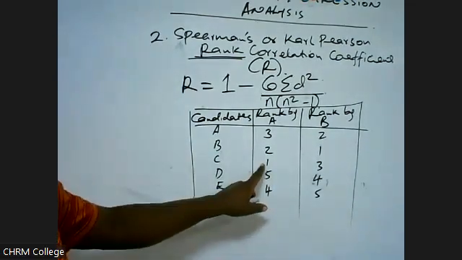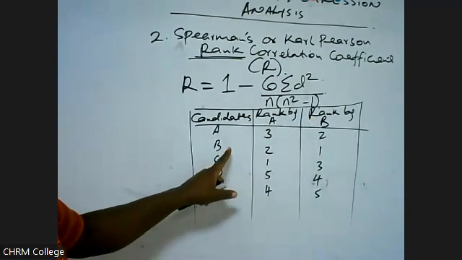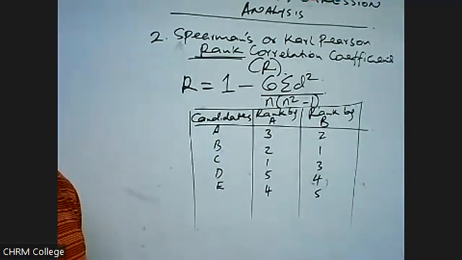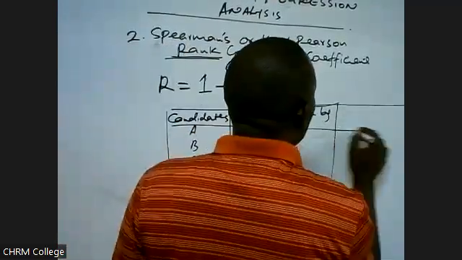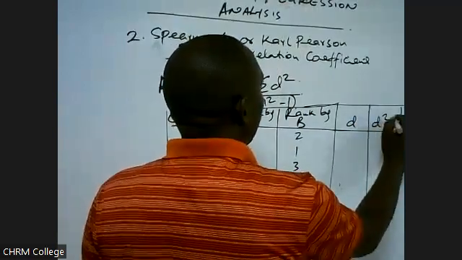According to Judge A, number 1 was candidate C. According to B, candidate B was number 1. And then we are told, can you compute the rank correlation coefficient? This one is a bit easy. When you are given the ranking, what you do, you get D, which will assist you to get this one.